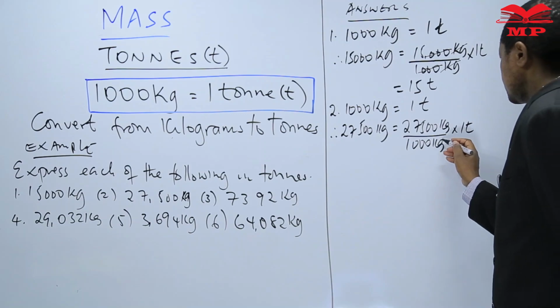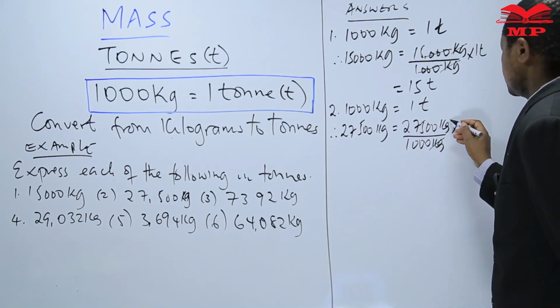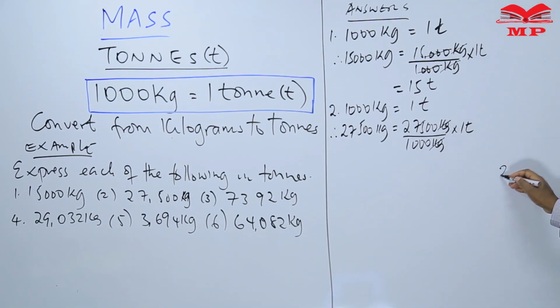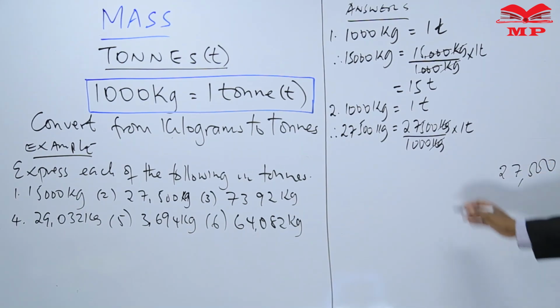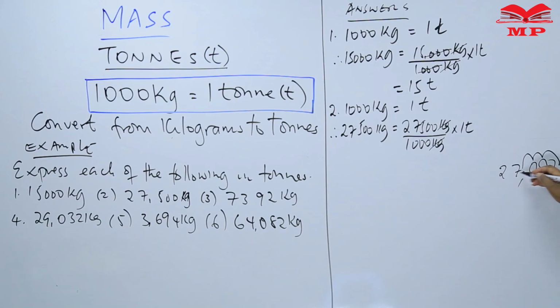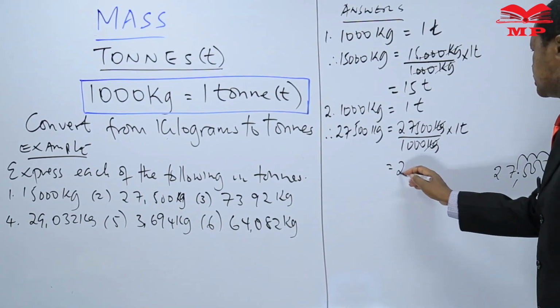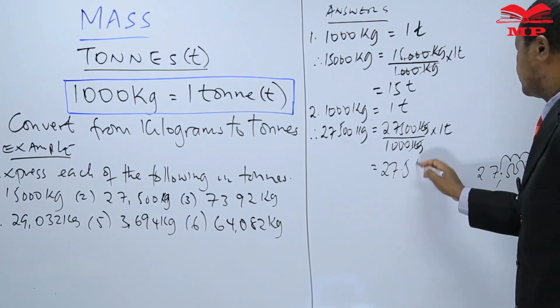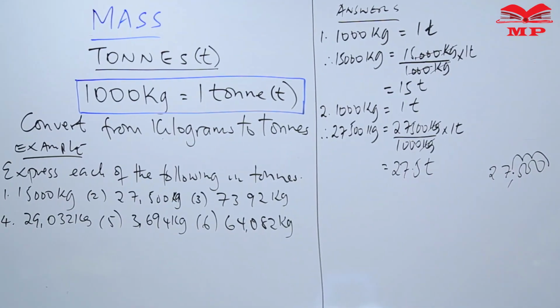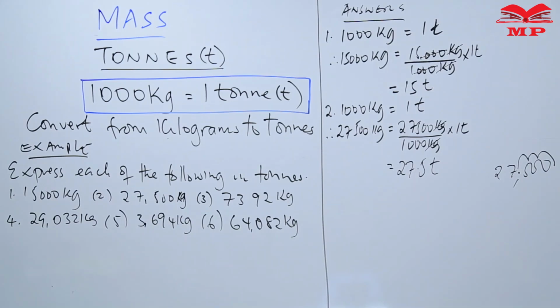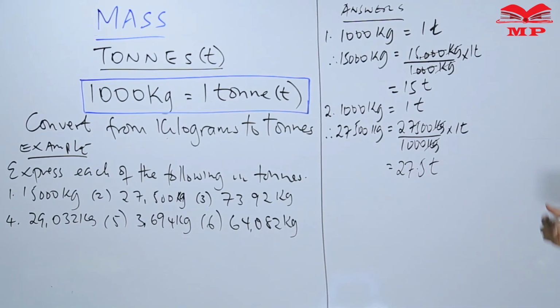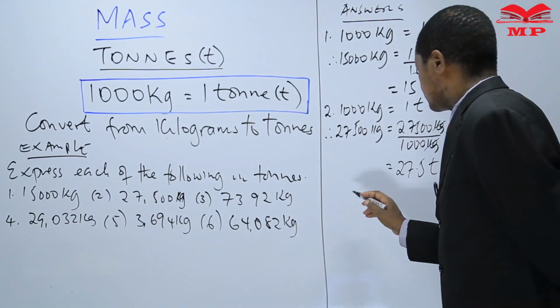So this kg cancels out with this kg. Then we have 27,500 divided by 1,000. We move the decimal point 1, 2, 3 places, so the decimal point comes there. So the answer will be 27.5 tons. That is number 2. Let us do question 3.